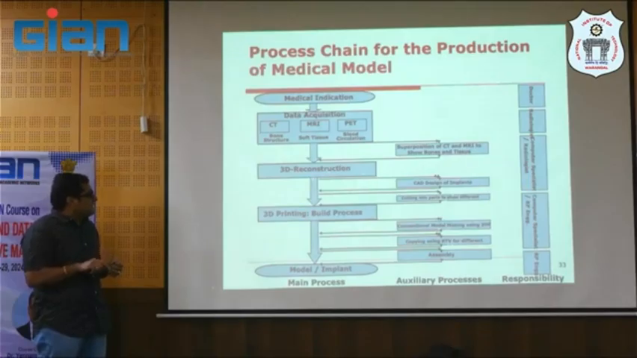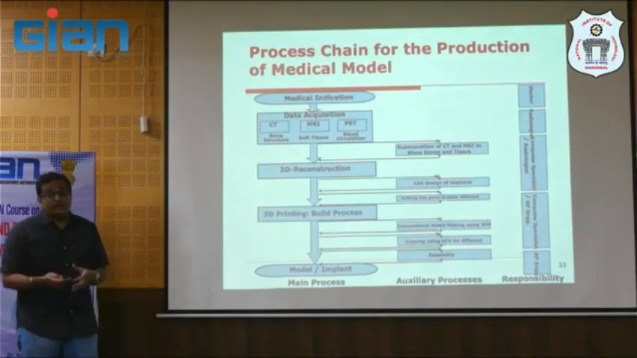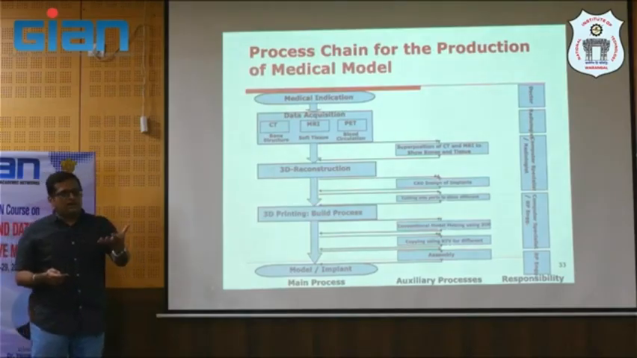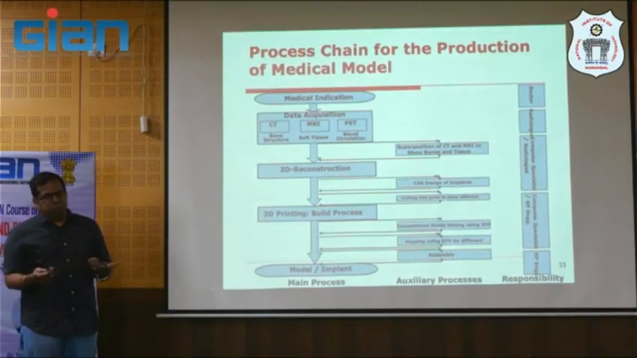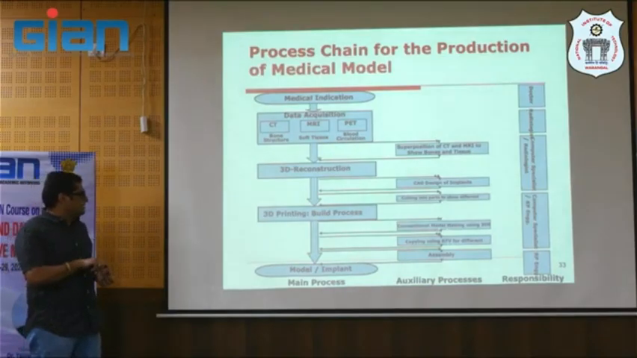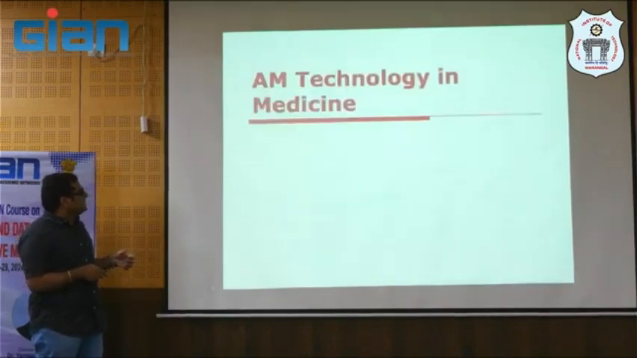Once that is done, as we just discussed, you have the additive manufacturing machine, and you print that model. This is where your AM knowledge plays a major role. Of course, you sit with the surgeon and help him. Basically, it's interdisciplinary research, and you need a lot of collaboration with the doctor, surgeon, and radiologist. Finally, the doctor or patient is the end user. So you start with the patient and end with the patient. This is a typical process chain.